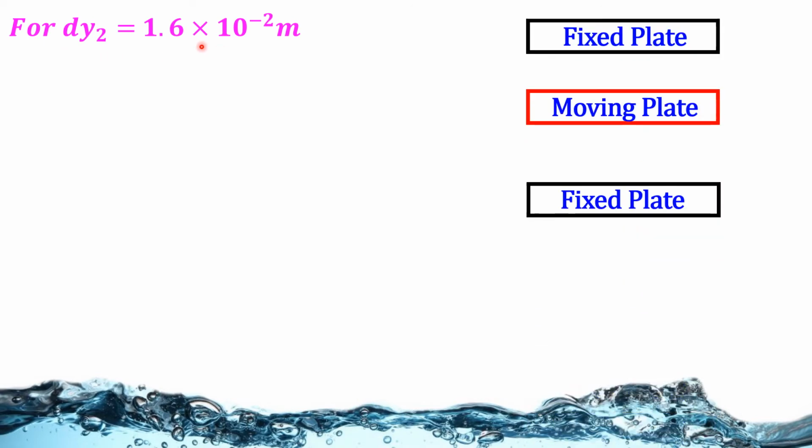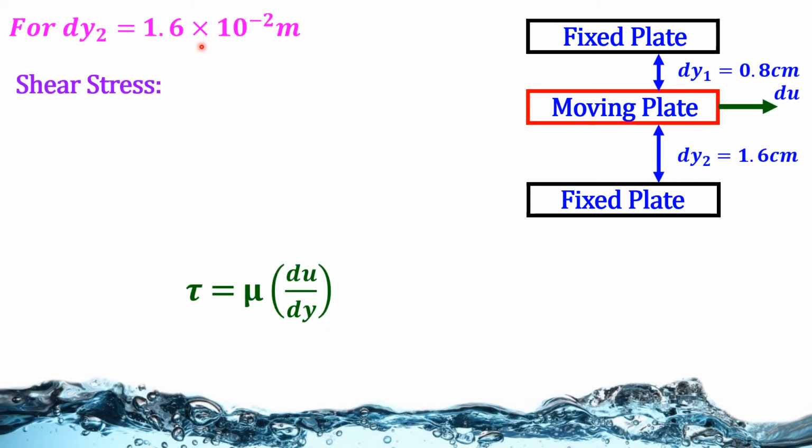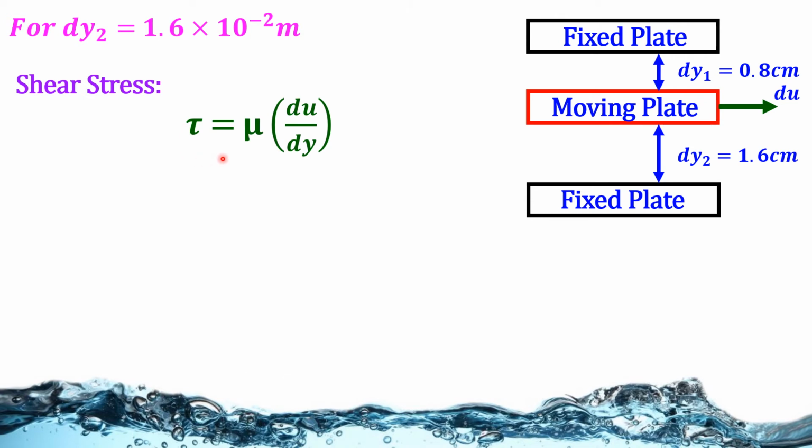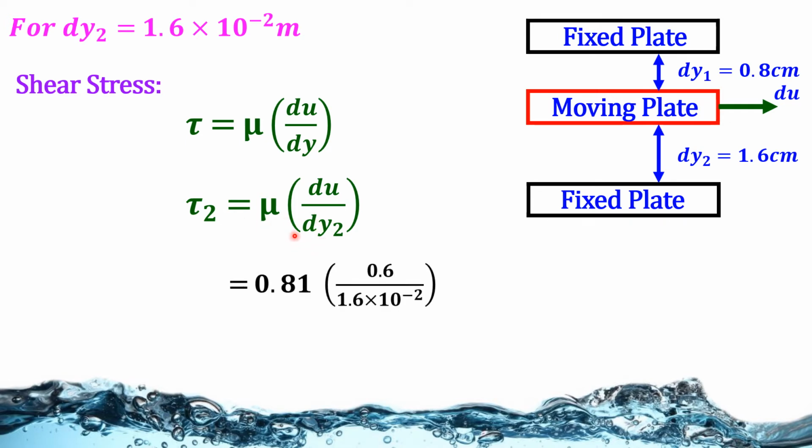For dy2 is equal to 1.6 into 10 to the power minus 2 meter, we are going to calculate the shear stress. We know that tau is equal to mu into du by dy. Therefore, tau2 is equal to mu into du by dy2. Substituting the values of mu, du and dy2, we get tau2 is equal to 30.375 Newton per meter square.